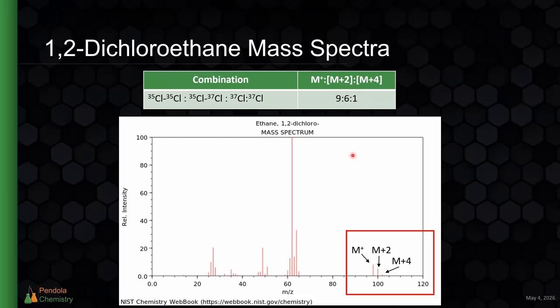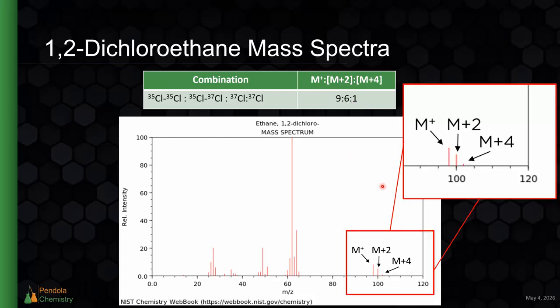And then finally, let me zoom this in. So here you can get a better idea of that 9-to-6-to-1 ratio. You can see the M plus 2 is 2/3 of this one, and then the M plus 4 is like a sixth of the M plus 2.